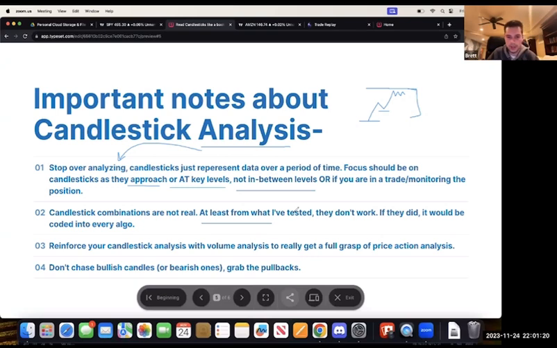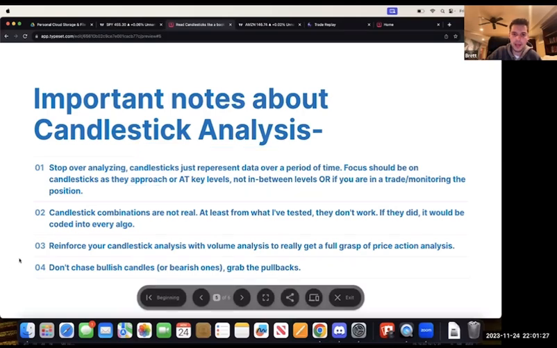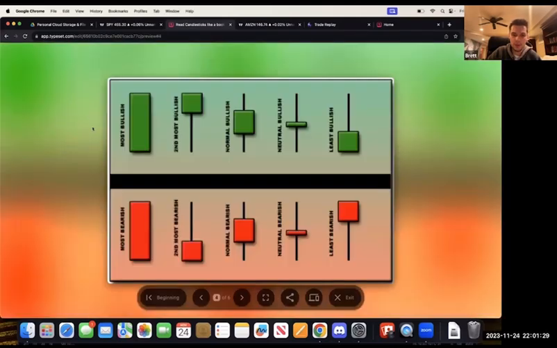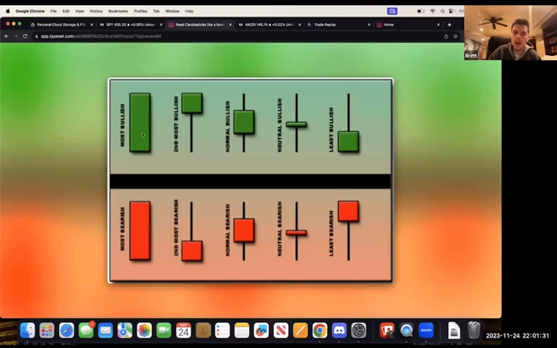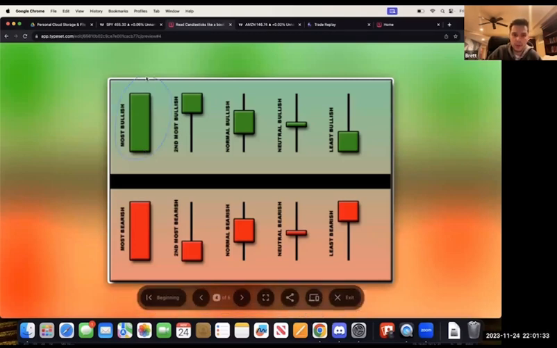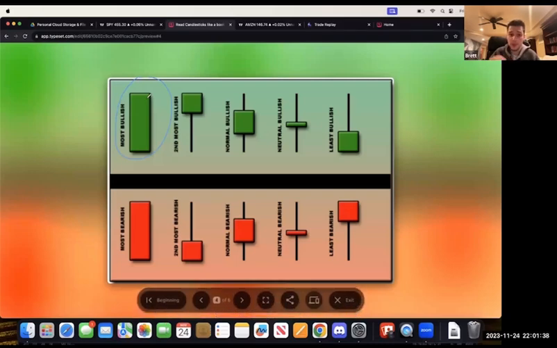And the last component is don't chase bullish candles. So you may see those most bullish candles, but if you see a candle like this, right? If you see the most bullish candle saying, oh yeah, we're going higher. Brett said that if a candle like this prints, we're going to go higher. Does that mean we can buy calls? No, we have to wait for a pullback over that key level, right? That's the most important thing, waiting for that pullback as we clear those key levels.